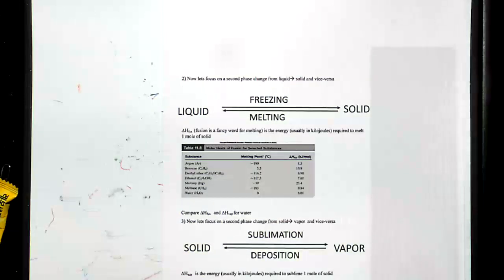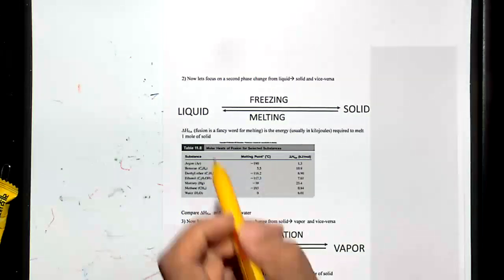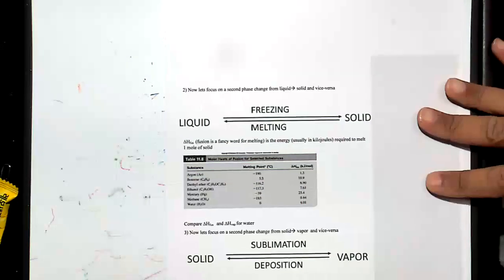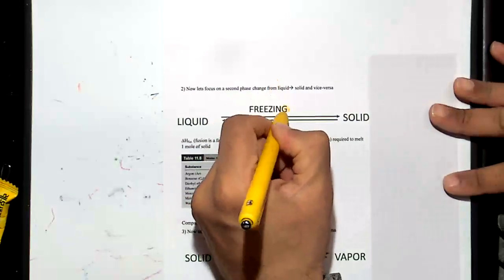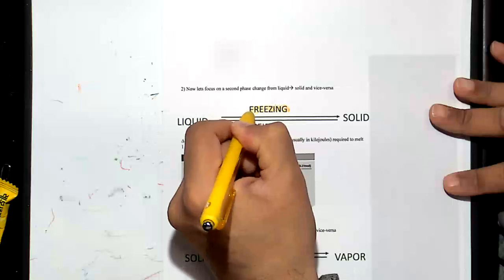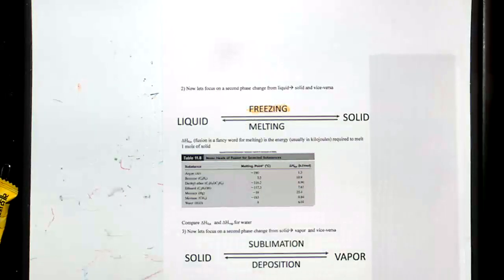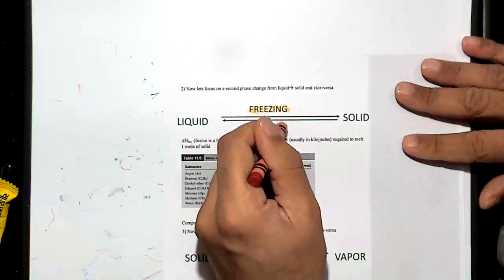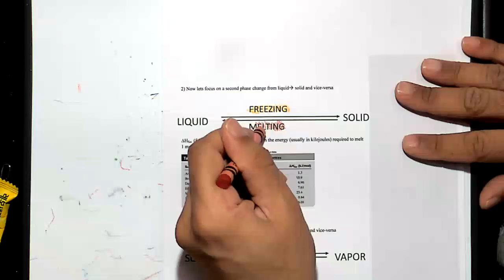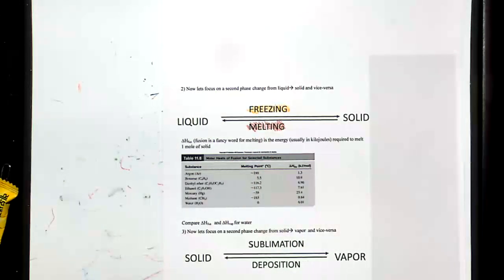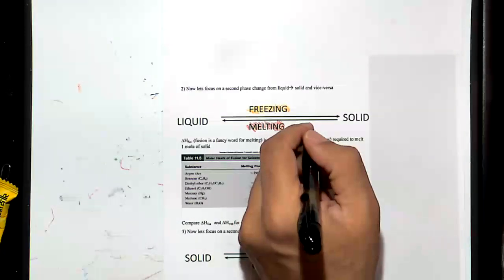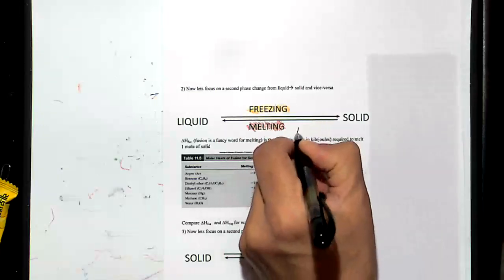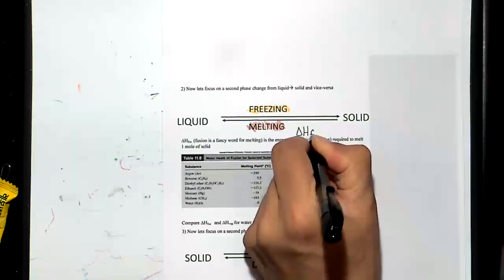Let's talk about another couple of phase changes, maybe in the next 10 minutes or so. We have a liquid going to a solid. Liquid going to a solid is called freezing. And what's the opposite, a solid going to a liquid? Melting. A fancy word for melting is fusion. Instead of saying melting, we will say the word fusion, and just like before, we will have a delta H fusion.